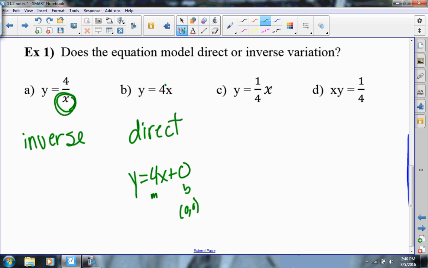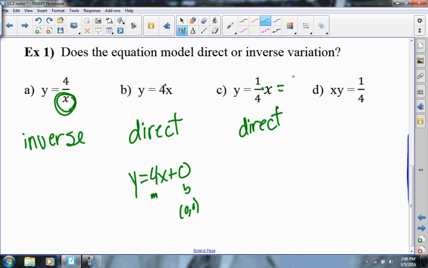For part C, we are given the equation y equals 1/4 x, and there's really 1/4 times x going on here. The multiplication is the operation that's between the number and the variable. So again, since there's multiplication, that's going to be direct. And sometimes students say, oh, but it's division. So then I say, well, we could rewrite that.